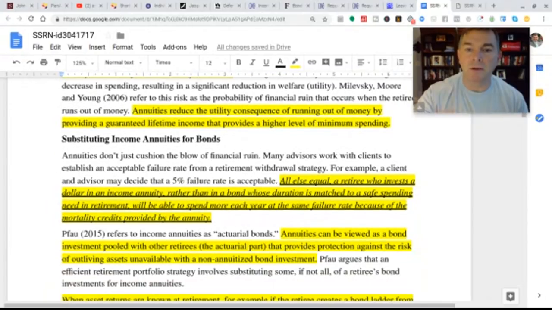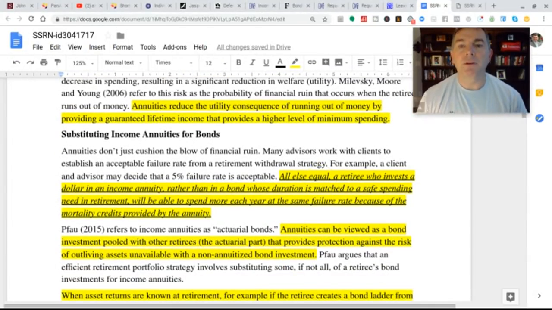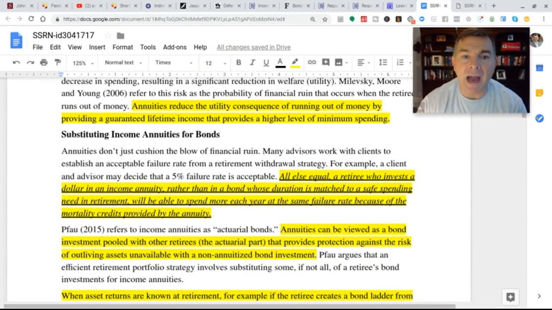I'm going to keep going, because this right here is the most important thing. All else being equal, a retiree who invests $1 in an income annuity rather than a bond whose duration is matched to a safe spending need in retirement will be able to spend more each year at the same failure rate because of the mortality credits provided by the annuity.